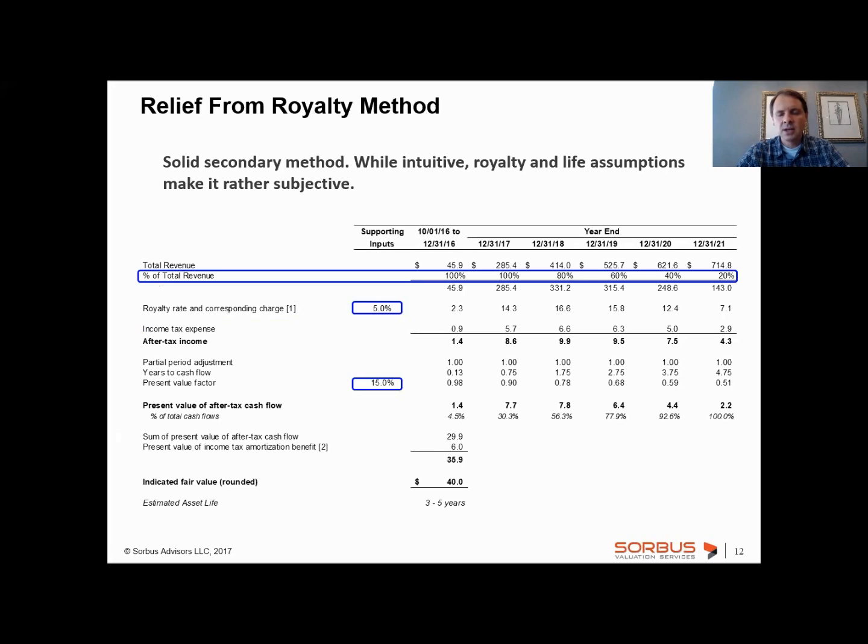It's obviously a pre-tax expense, so you take an after-tax income here, and you discount that again at the discount rate that is related to internal rate of return, but maybe higher or lower depending on what the facts and circumstances are.